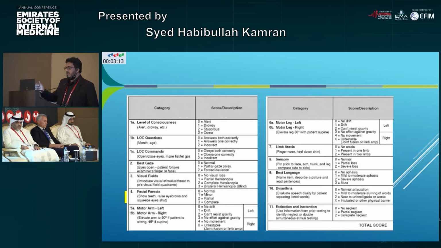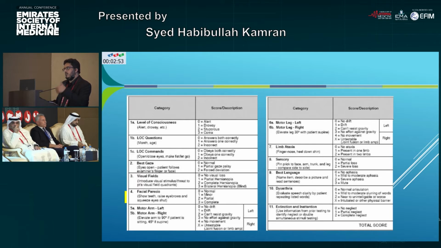So up to here, in summary, anybody who has weakness should rush to the hospital, and we decide about the TPA if the patient comes within the window period, which is now 4.5 hours. So we calculate the NIHSS score.